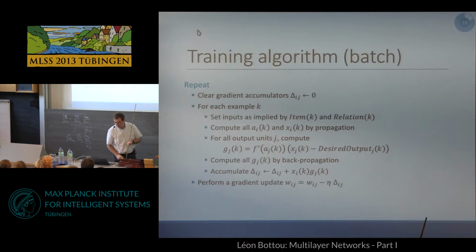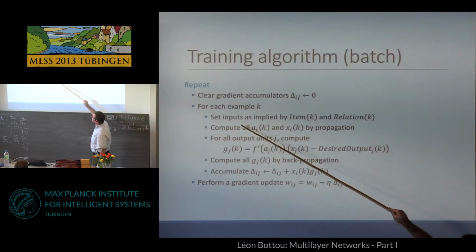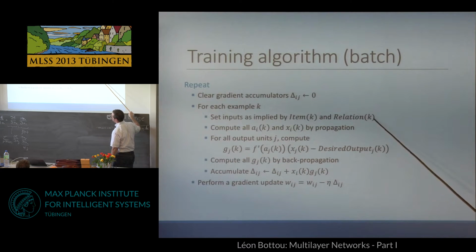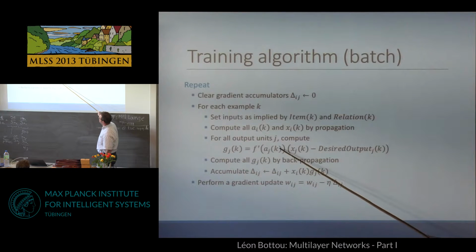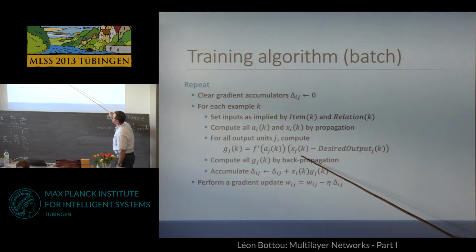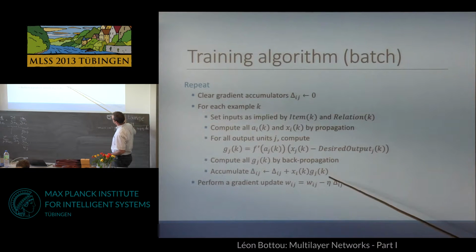And the way it's going to work, the training algorithm, the batch version, is: repeat, clear a gradient accumulator. For each example k, set the inputs as implied by item k and relation k. Compute all ai of k and xi of k by propagation. For all output units, compute gik, which is f prime of the activation of this unit times the difference between what it produces minus the desired output. And that's the derivative of the mean squared error. Compute all gik by backpropagation everywhere, and accumulate the gradient here. And at the end, in delta ij, I have the derivative of my mean square error over weight ij. I can just do a simple gradient update with some gain here that I'm going to adjust.